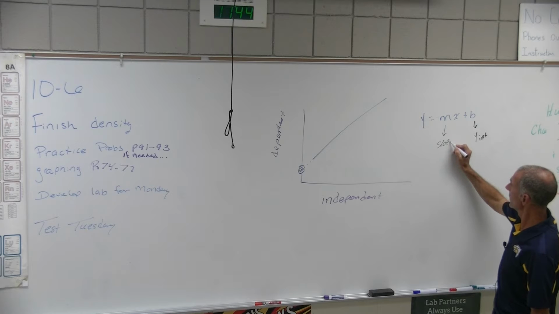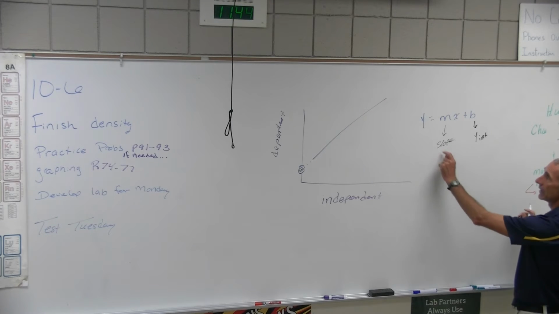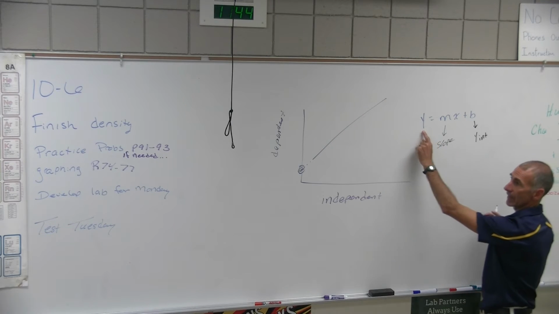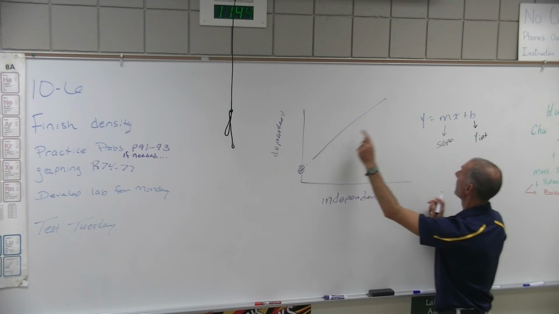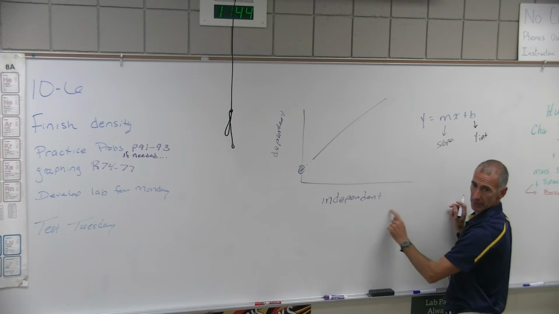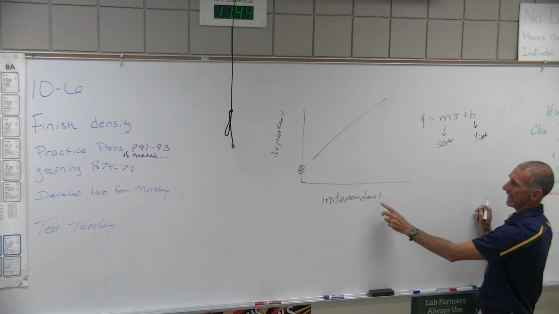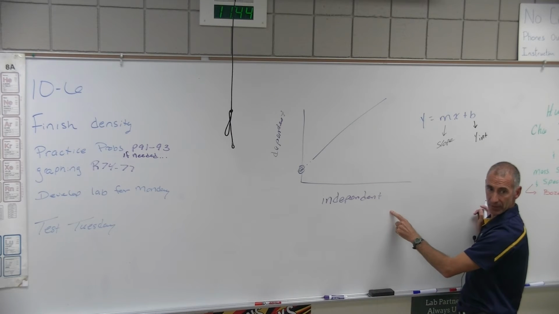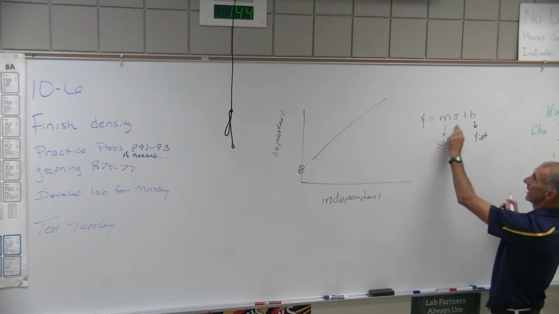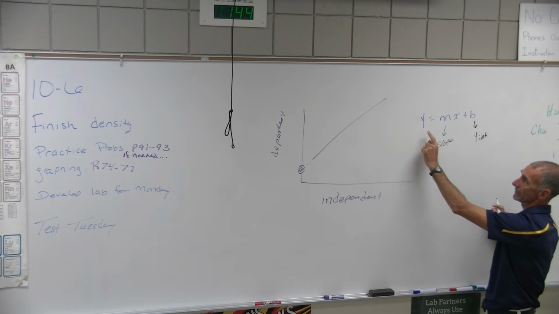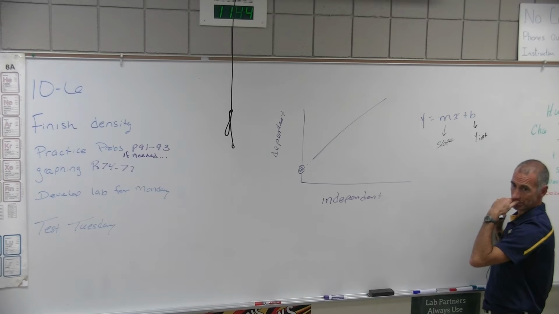M is our slope, which we'll look at in just a second. Y is going to be the value of the dependent variable. X is going to be the value of the independent variable. So if time is my independent variable, and I want to know what y is at a certain time, in 15 hours, what's the value of y? Maybe y is mass.